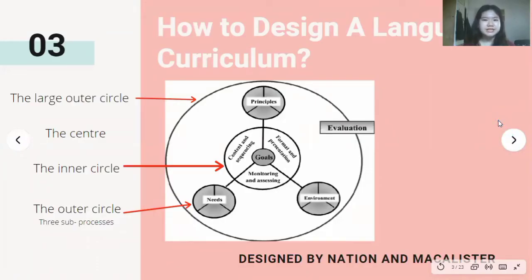So how do we design a language curriculum? These pictures indicate a model that has been designed by Nation and McAllister. We have a lot of circles in here, isn't it? So I would like to focus on the outer circle, which is the three sub-processes, then the inner circle, and the central, which is the goals. Last but not least, the large outer circle, which is the evaluation phase.